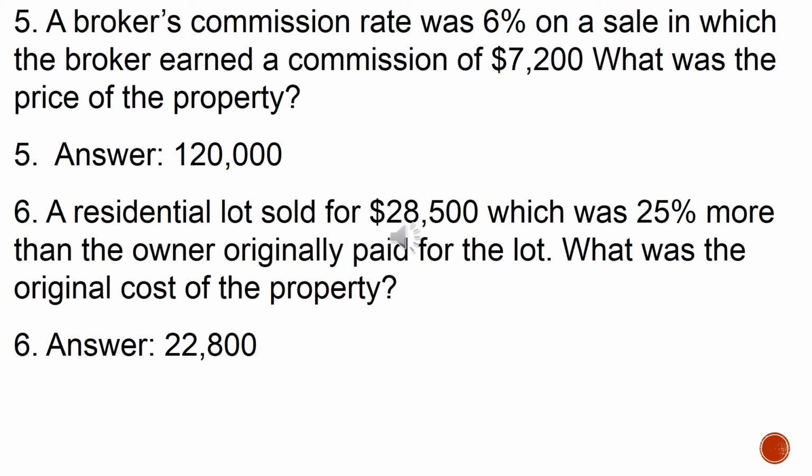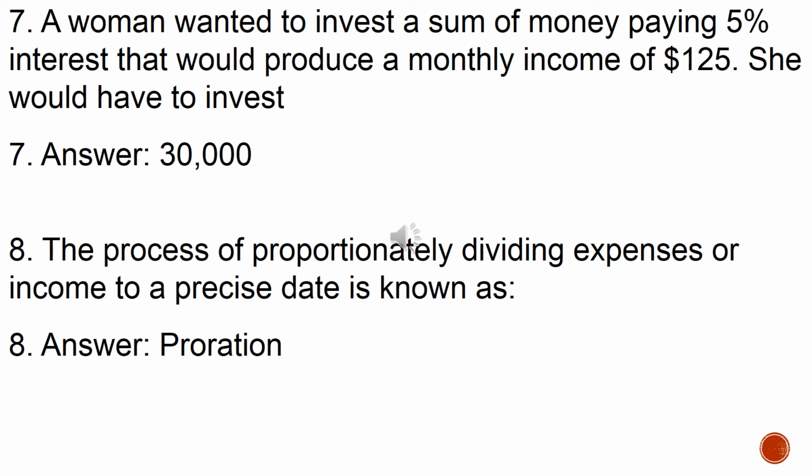Question number 6. A residential lot sold for $28,500, which was 25% more than the owner originally paid for the lot. What was the original cost of the property? Answer, $22,800. Question number 7. A woman wanted to invest a sum of money paying 5% interest to produce a monthly income of $125. She would have to invest, answer, $30,000.